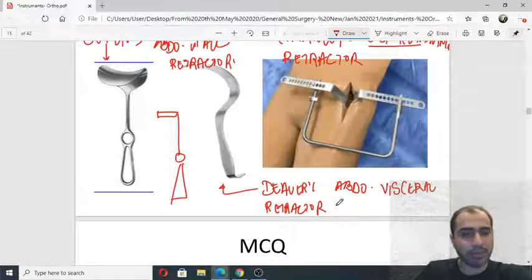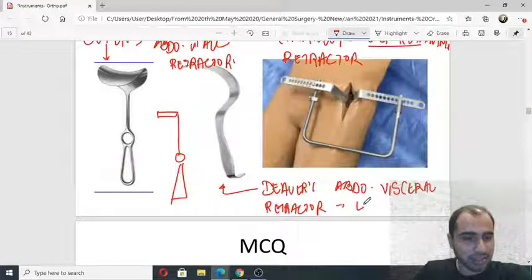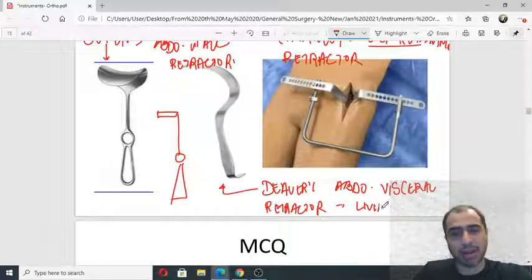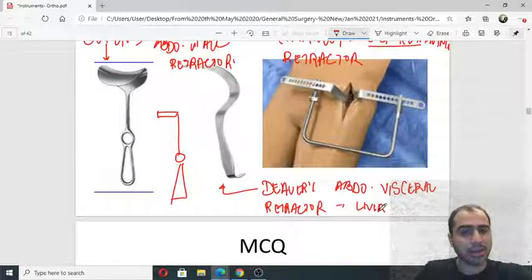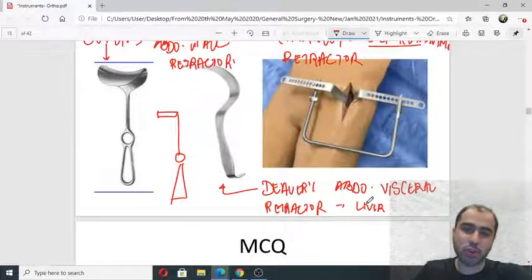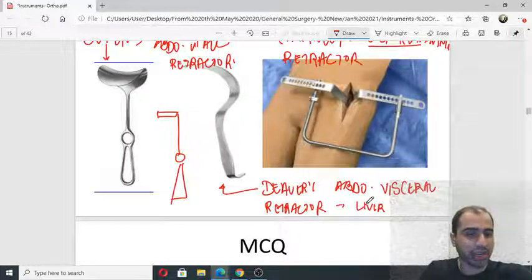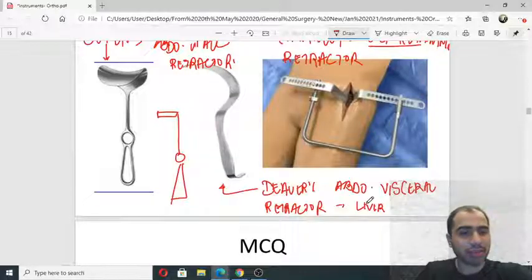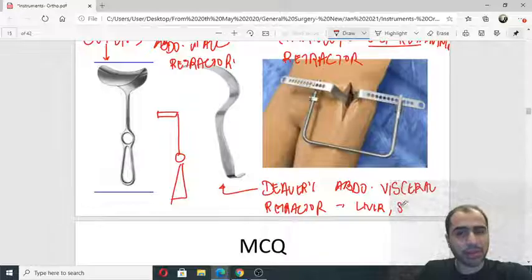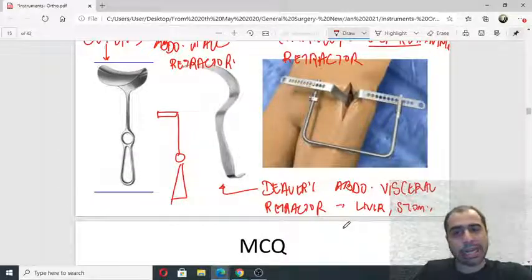Okay, someone has said liver. Pratyush says liver. NEET PG 2021 says, okay, Pratyush says bladder. Yes, liver, bladder. Anything else it will retract? Yeah, liver, it will not retract only liver. If you are calling it abdominal visceral retractor, it should retract more things, right? Not just liver. What else? Can it retract stomach? Stomach, intestine. Okay. Can it retract spleen?